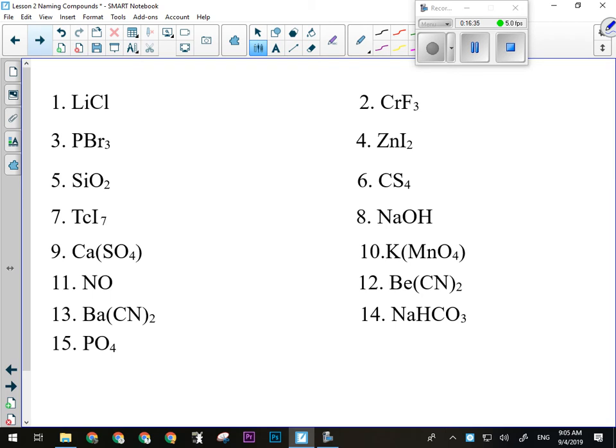Some of them are ionic, some of them are molecular, some of them need a Roman numeral, some of them have polyatomic ions in them. This is more of a true test of what you would be expected to do. Identify it first, then apply the right rules and put the right name on it. So I'm going to give you a few minutes. I'll go over the first 4.